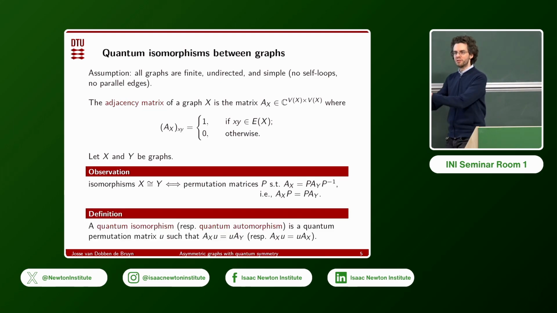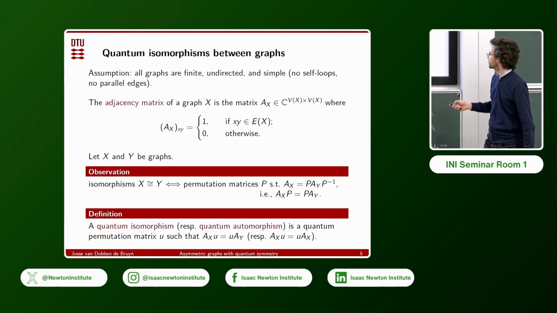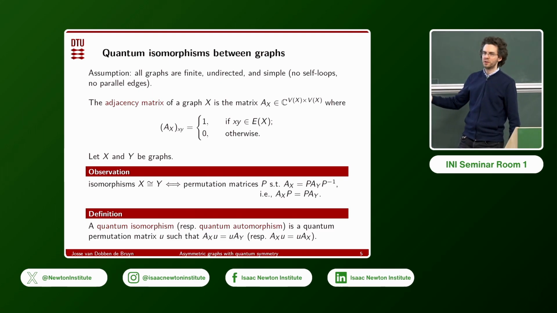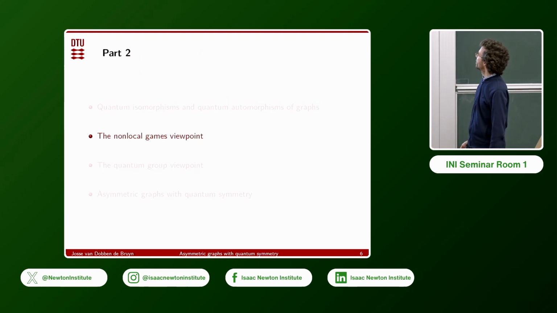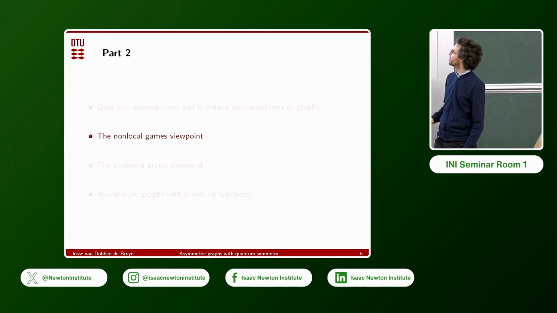or equivalently P intertwines in this way the adjacency matrices of the two graphs. And based on this, the definition is, well, a quantum isomorphism between two graphs is a quantum permutation matrix that intertwines the adjacency matrices. Okay, so far for the definitions. Now, heading over to motivation.